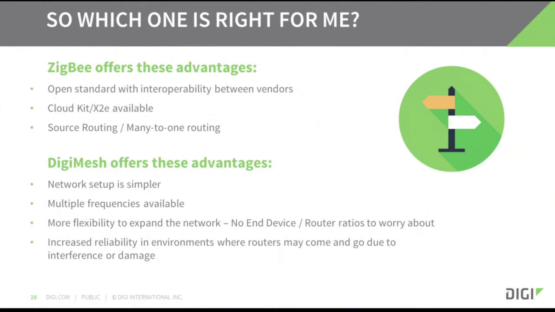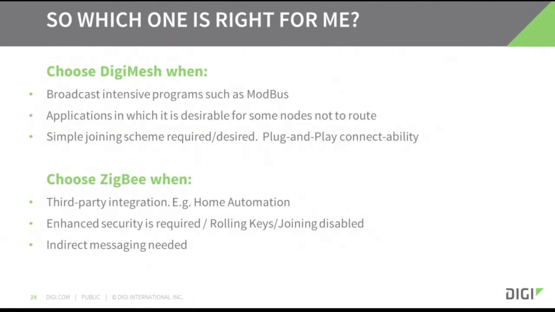So finally, choose DIGIMESH when you have broadcast-intensive programs such as Modbus. Absolutely, Modbus is going to run better over DIGIMESH than ZIGBEE. In fact, it will not be workable with ZIGBEE unless you're using a gateway product with Modbus support built into the gateway. Applications where it's desirable for some nodes not to route, DIGIMESH is the way to go. And also, if you want a very simple joining scheme, make it very simple for your installers, plug and play connectability, DIGIMESH is going to be a little bit easier.